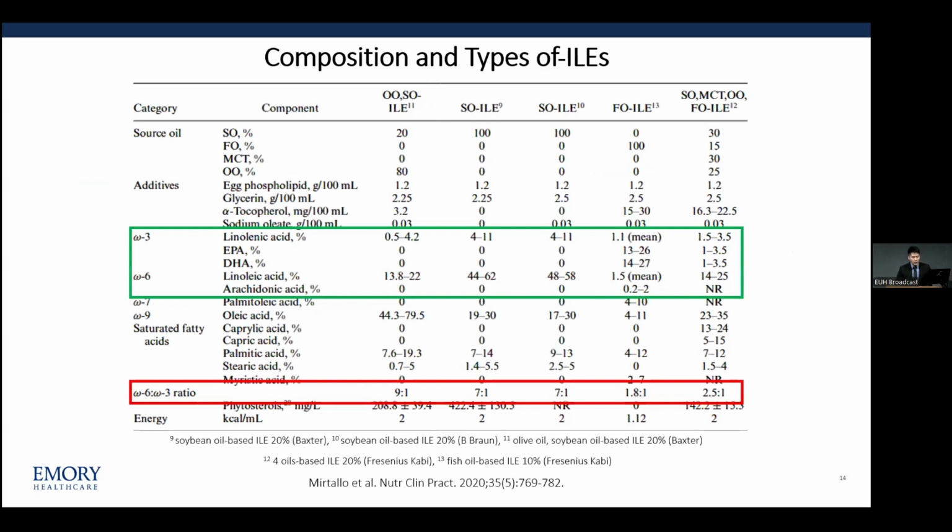The omega-6 to omega-3 ratio in the bottom red box is calculated based on the content in the top green box. This ratio is significant because a lower ratio can promote less inflammation and less immunosuppressive effects. ASPEN currently recommends a ratio between 2 to 1 and 4 to 1. Looking at all these formulations, the most optimal ratio that can be seen here is the full oil blend, which is 2.5 to 1.